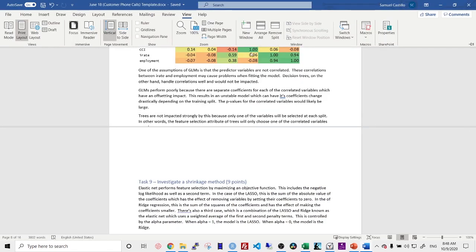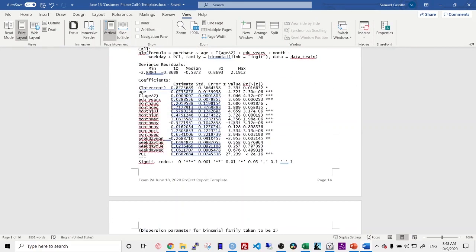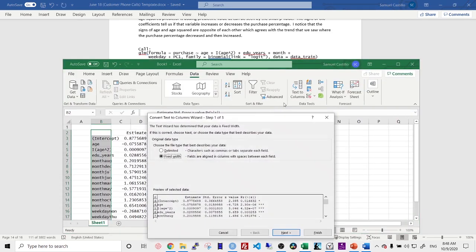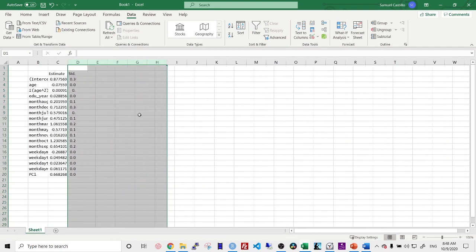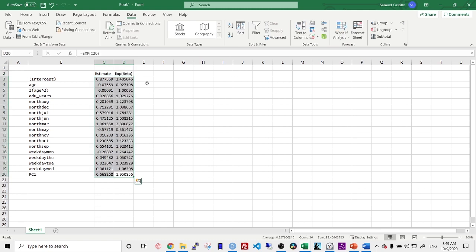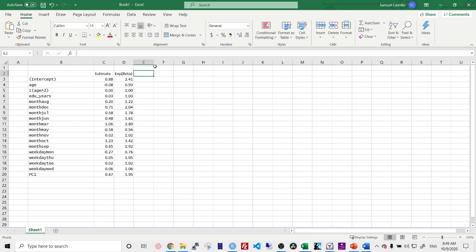First of all, let's get rid of this split windows. I go up to View and then Remove Split. And then I want to move these coefficients into a nice table. And so I will move them into an Excel table. Data, Text to Columns, delimited, space delimited. Let's get rid of these unnecessary columns. And then I want to take the exponent of this term. And then I'll just round these numbers so that they're easier to read.